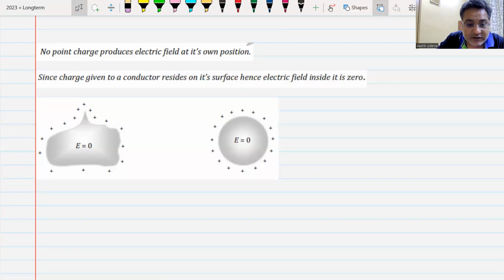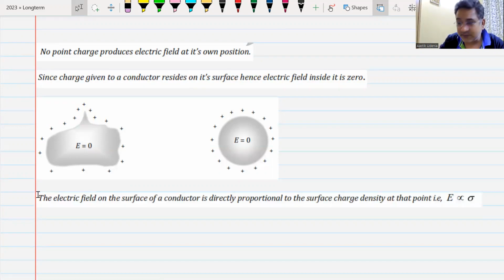Now, electric field on the surface of a conductor, we have always seen, will always be proportional to sigma. Sigma means surface charge density. So just outside the conductor, the electric field will be proportional to sigma, which is the charge density at that particular point. Do we understand this?